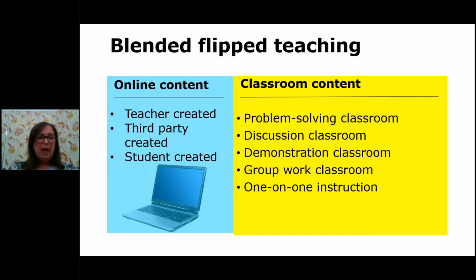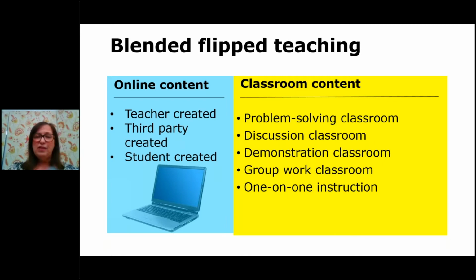In terms of the classroom context, how you use that can vary enormously depending on your students and the learning outcomes that you have. So some examples can include, as you can see there in the yellow box, a problem-solving classroom. And what I mean by this is where students are able to work independently or in groups on problem-based learning scenarios. A discussion classroom, where students are able to discuss, debate, analyze, evaluate learning. A practical classroom, where the students might be able to engage in practical skill development on the back of video demonstrations that they've had delivered online.